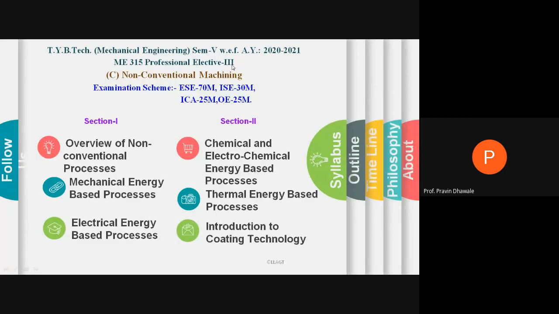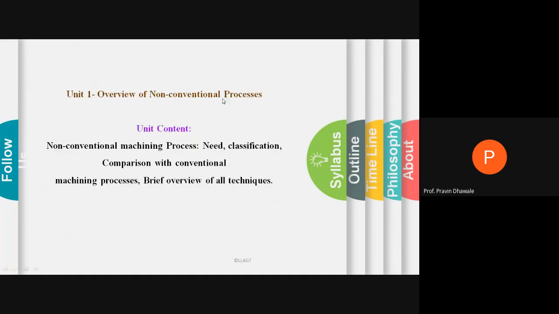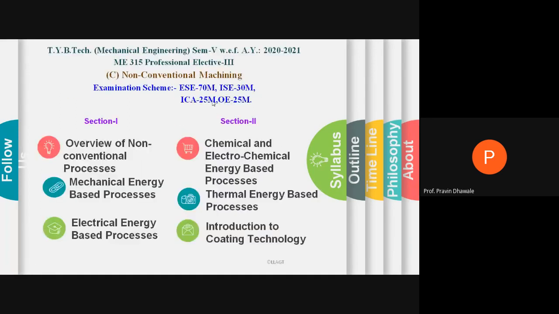If you have time, just write the name of the subject, non-conventional machining. Examination scheme: ISC 70 marks, ISC 30 marks, in-semester examination evaluation; continuous assessment, ICA 25 marks; and this is very important, external oral, which is of 25 marks. Is it clear? Examination scheme.